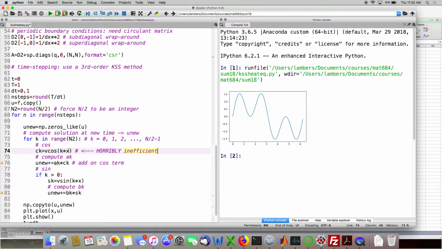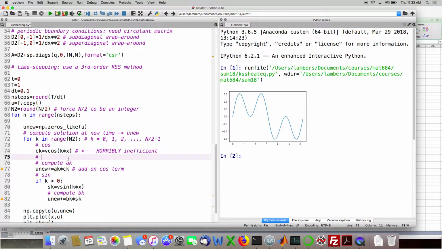Really, the better thing to do would be compute AK and BK. And, okay, so I'll make a note here. Compute all the coefficients, AK, BK, then perform inverse FFT. Although that's going to create more complexities because I not only need CK and SK for the purpose of summing these terms up to get the solution, but in terms of computing the coefficients AK and BK, I also need them for that. So right now, there's no getting around creating these vectors.